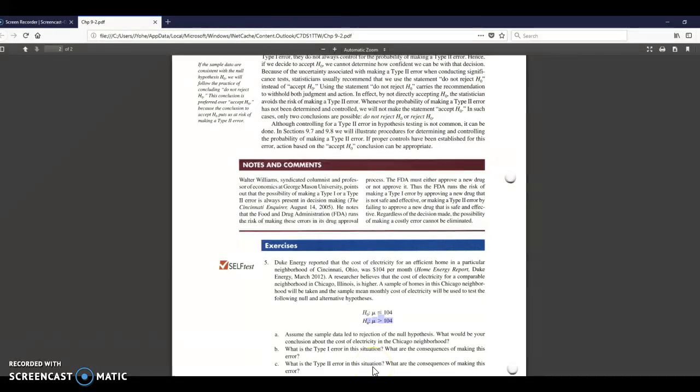The type 2 error in this situation would be if we were to have accepted the null hypothesis that running a home is no more expensive in Chicago than Cincinnati, when in fact it is more expensive. So here, again, what are the consequences of making this error? Probably not so much, since this is being done on a home energy report for, it looks like, a magazine or trade journal. So again, we're going to probably go with a higher level of significance.